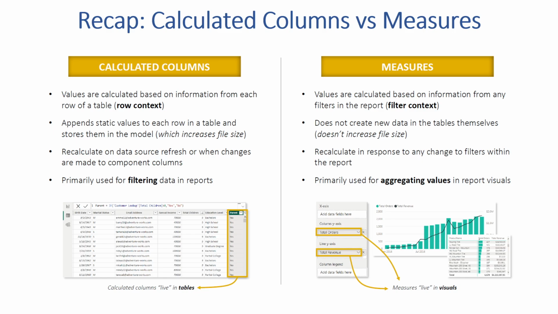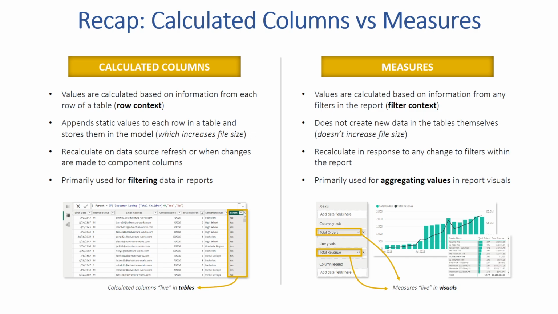In a calculated column, values are calculated based on the information in each row of the table. Basically, it is the row context. In a measure, values are calculated based on the information from any filter in the report. This is the filter context. A calculated column applies static values to each row in the table and stores them in the model, which means the file size would increase.